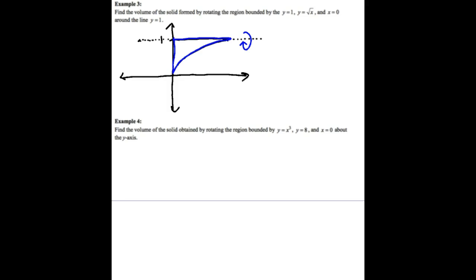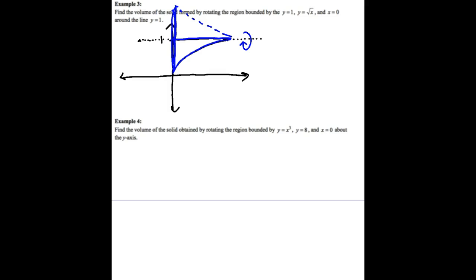If you wanted to sketch the top half so you could get a visual, I would do that dotted. It's going to kind of be like that. It's going to look kind of like a horn. It's going to be solid, though, because, again, I'm butting right up against the axis of rotation. No air can get into that.